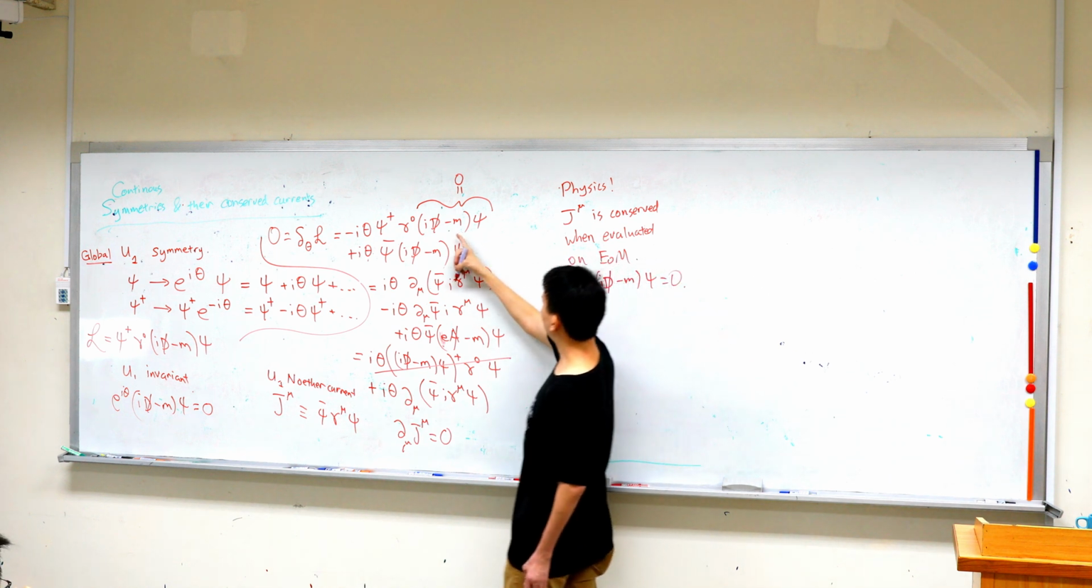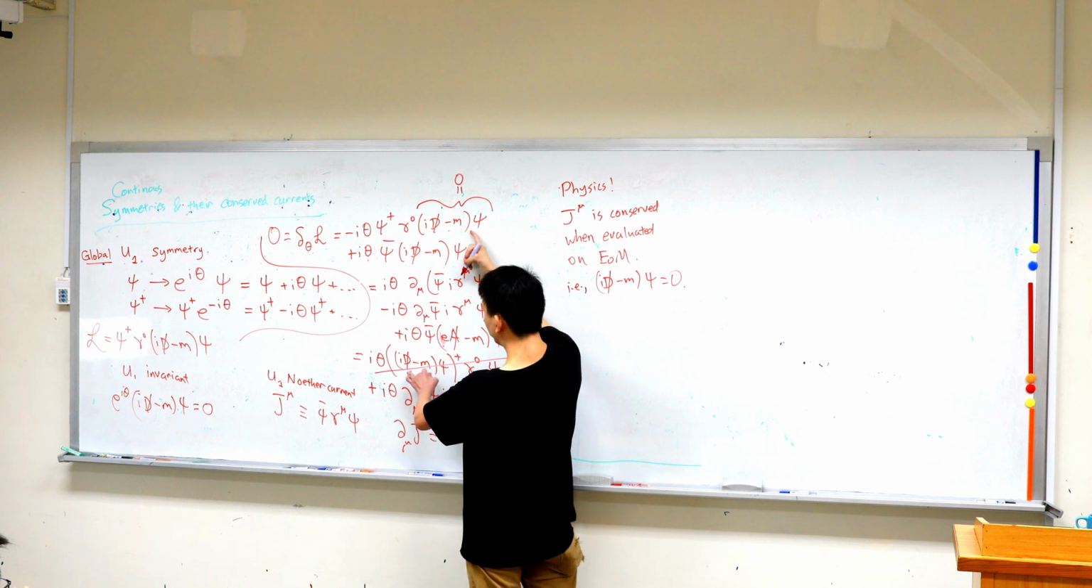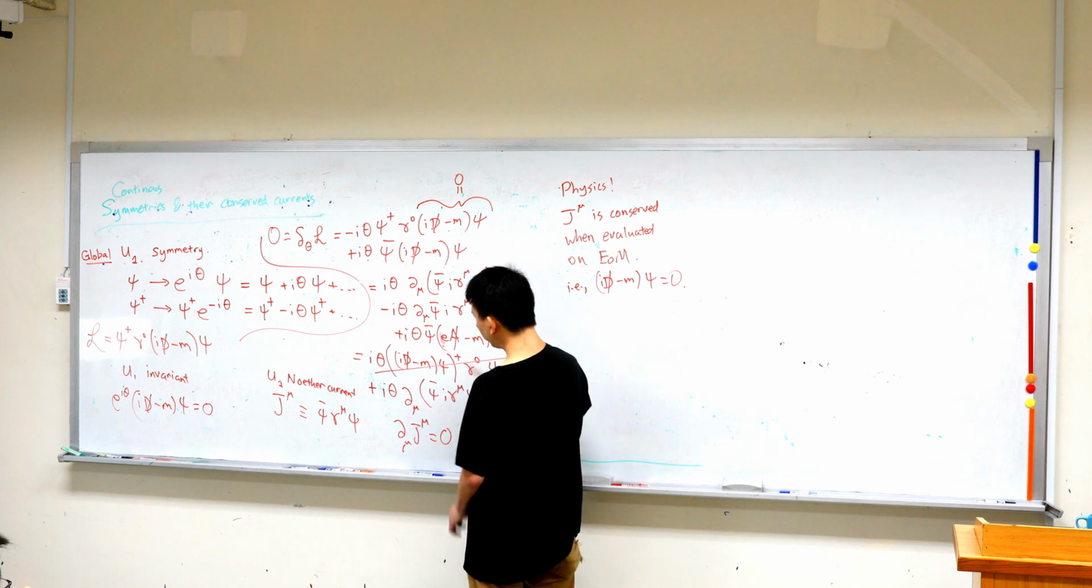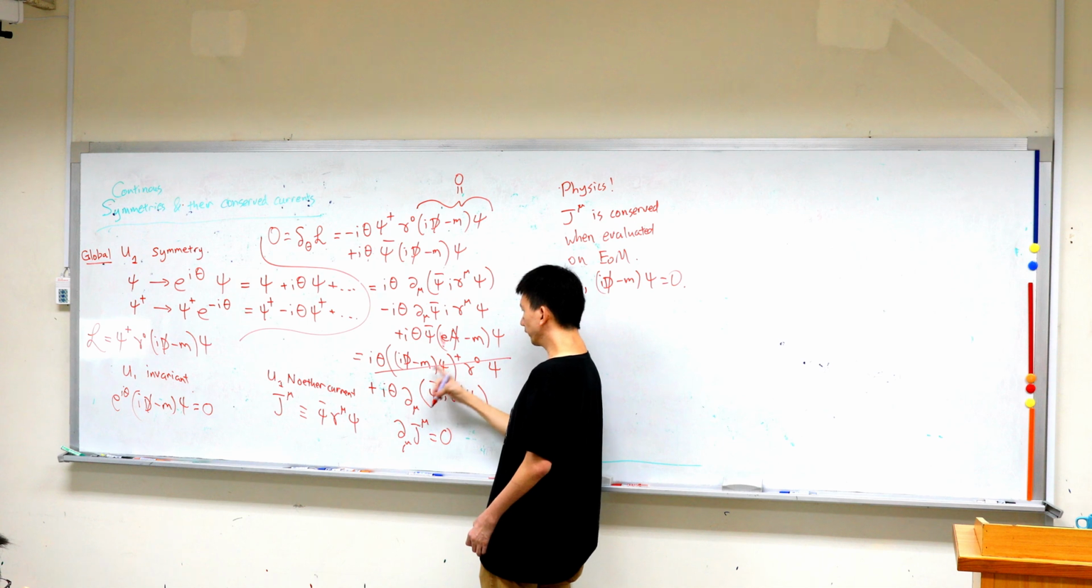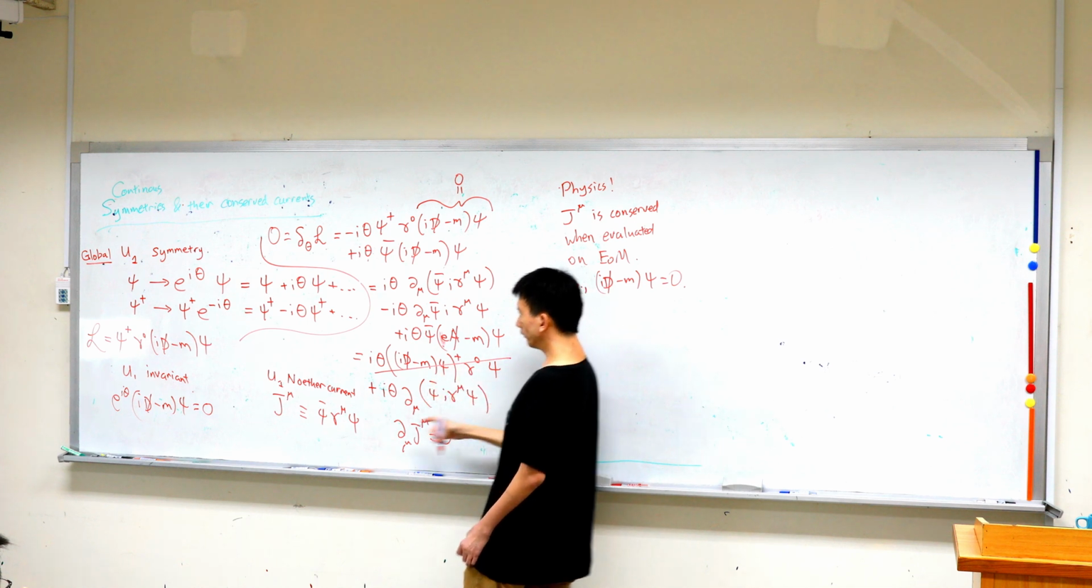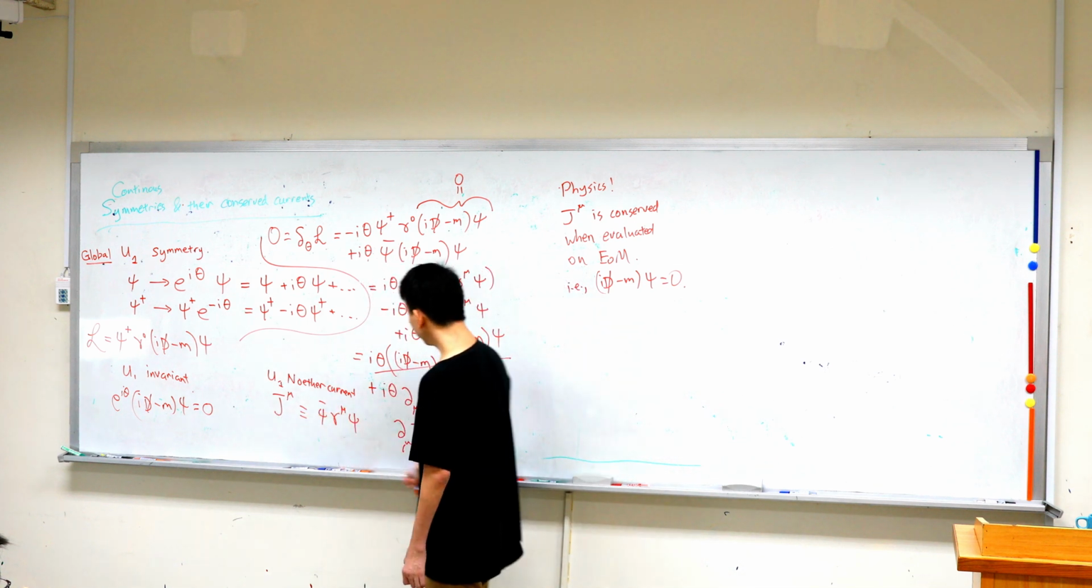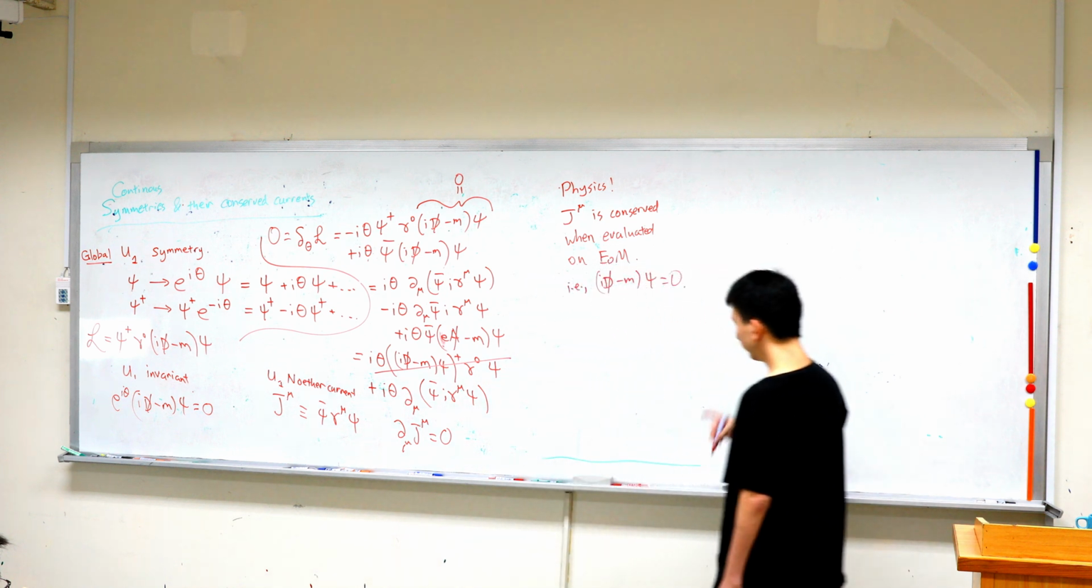Because we've used it, right? We've used it once here, and we've used it another time here. And only then we found that the divergence of this guy is 0, which means the divergence of J is 0. Okay? So that's very important.